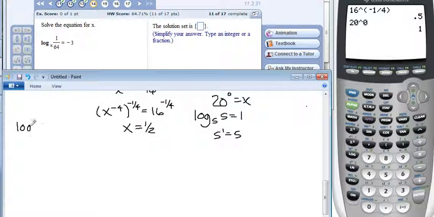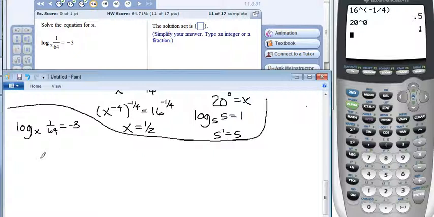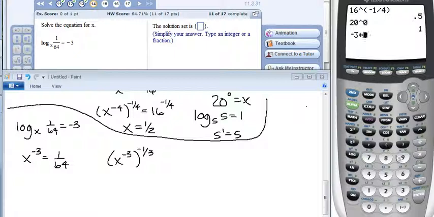Alrighty, I've got log base x of 1/64th is equal to -3. Can't do anything logarithmically, so I'm going to change it to x to the -3 power is equal to 1/64th. Got to get this into a 1. I'm going to raise each side to a -1/3 power, because -3 times -1/3 is 1. And x to the first power is x.